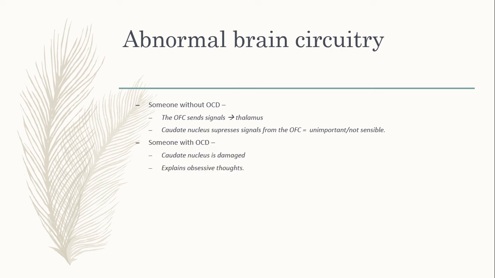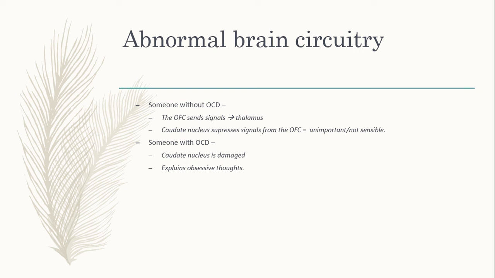In someone with OCD, however, the caudate nucleus is damaged, and therefore, when the OFC sends those panic signals to the thalamus, when it's shouting at the thalamus across the room, panic, panic, there's nobody standing there saying, don't worry, it's fine, calm down, nothing will happen. And the thalamus and the body believe that terrible and dangerous things are going to happen to them. They feel very, very much at threat.